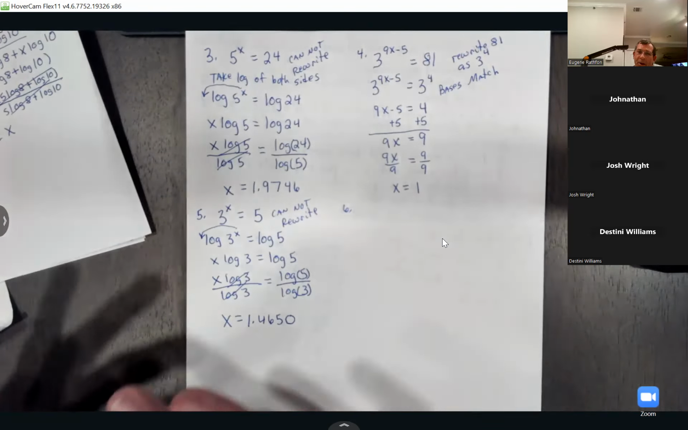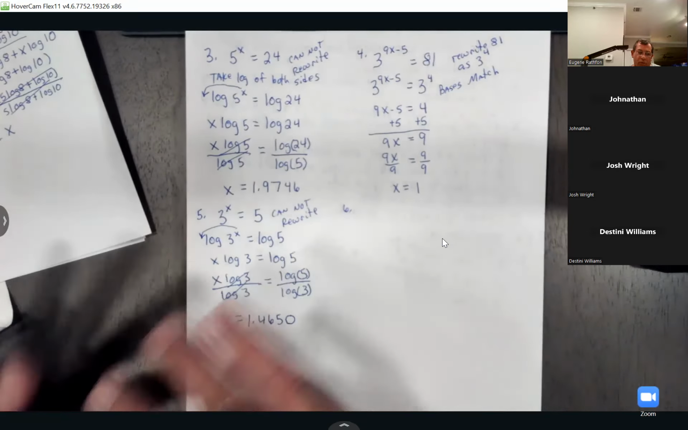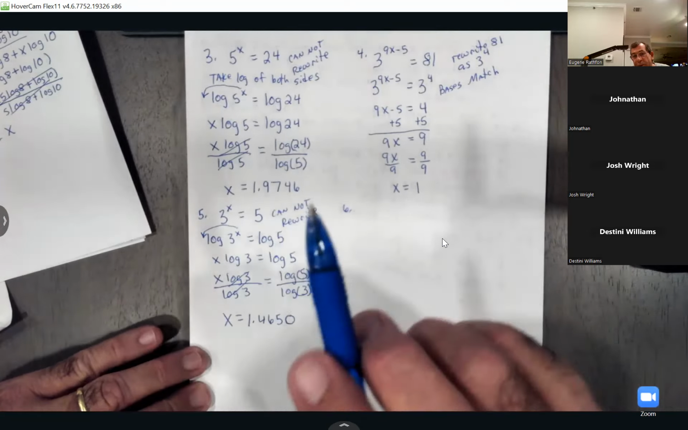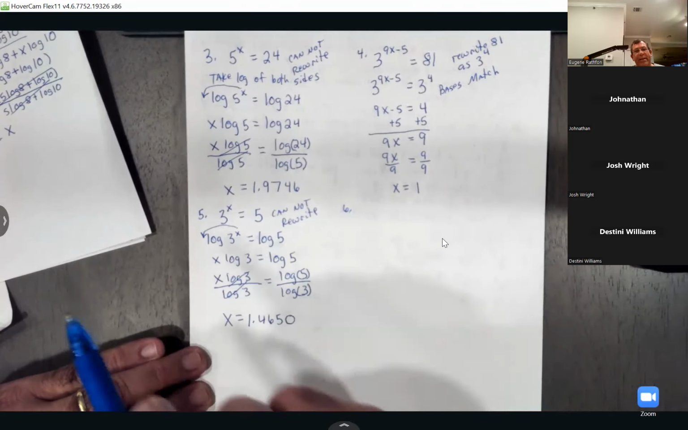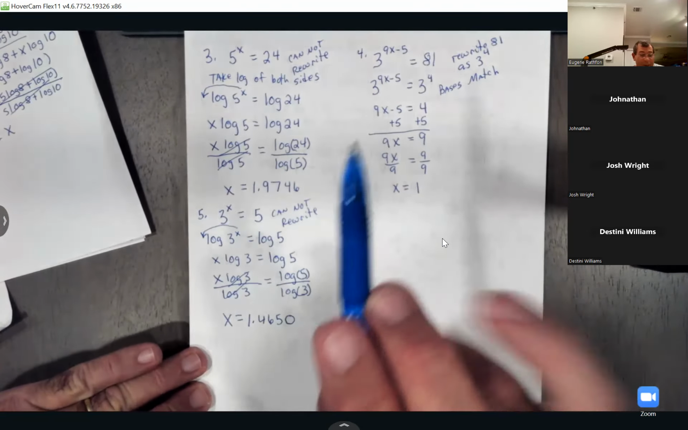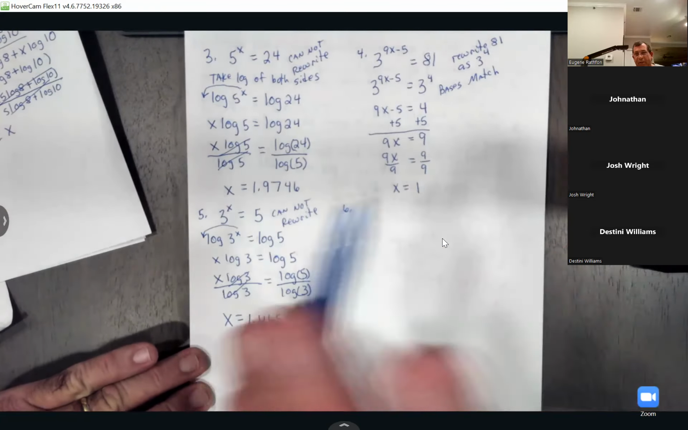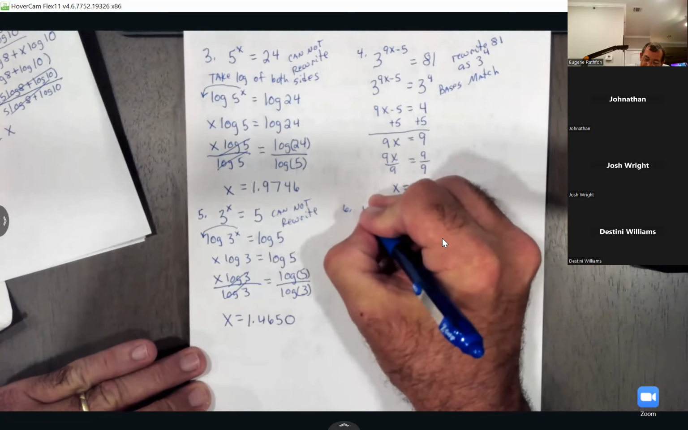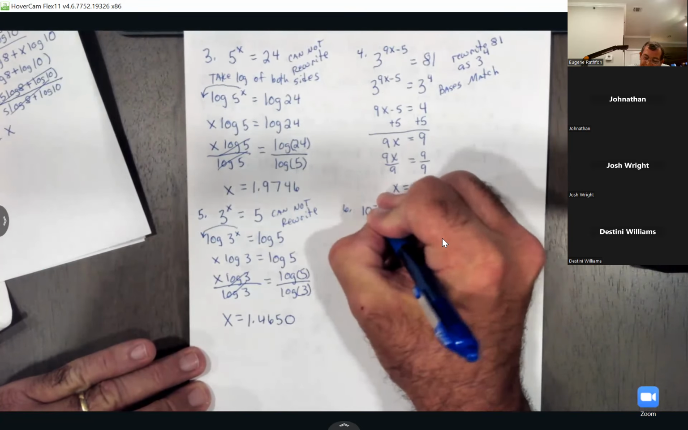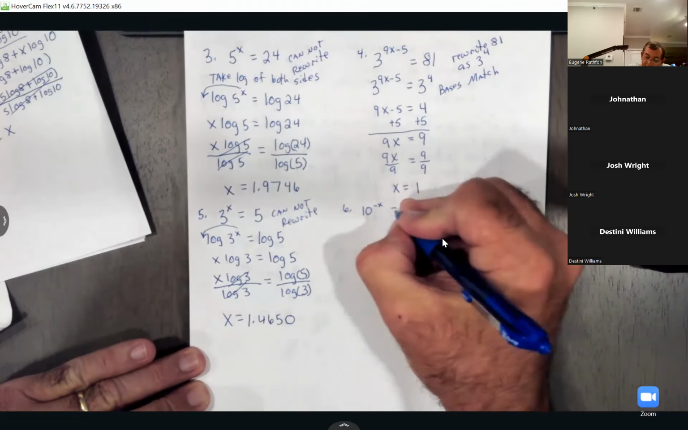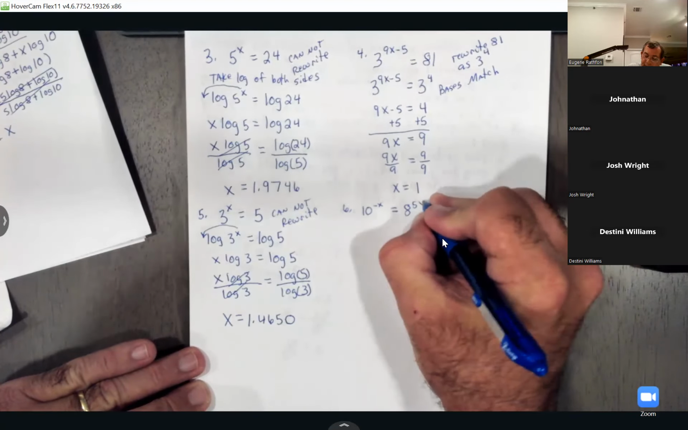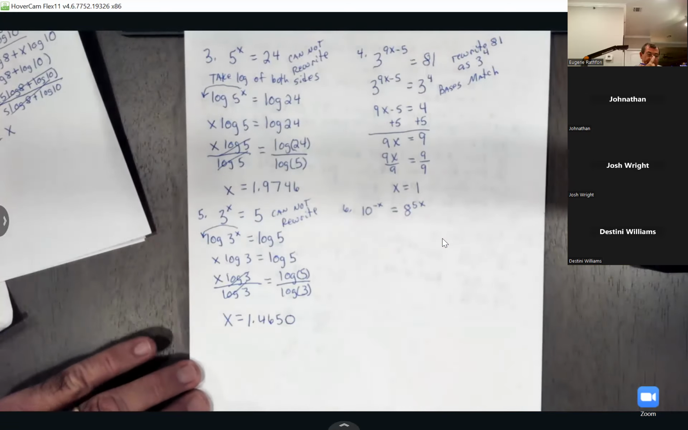All right, y'all. Now I'm not going to lie. This number 6 is a little crazy here. But usually the answer I get on number 6 will be the same answer y'all are going to get on number 6. They're just going to throw the numbers off a little bit. But here we go. I got 10 to the negative x equals 8 to the 5x.